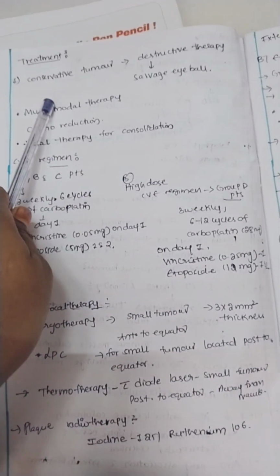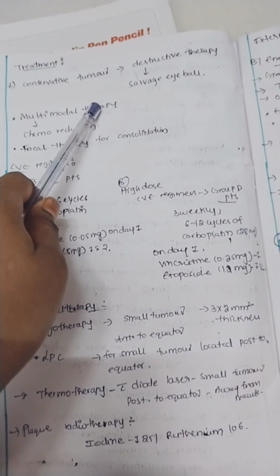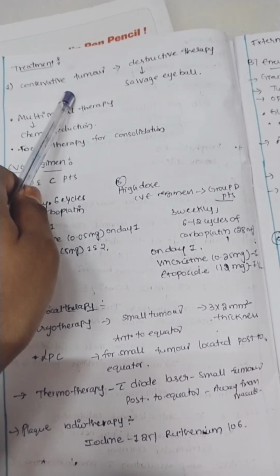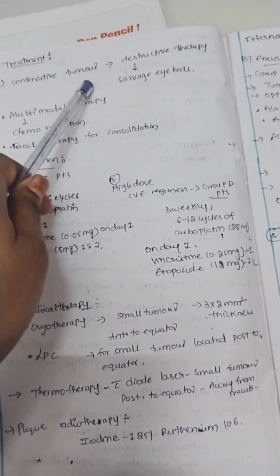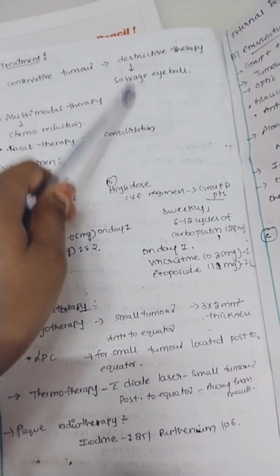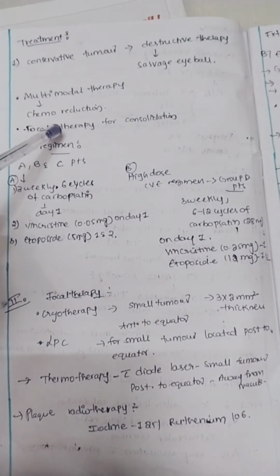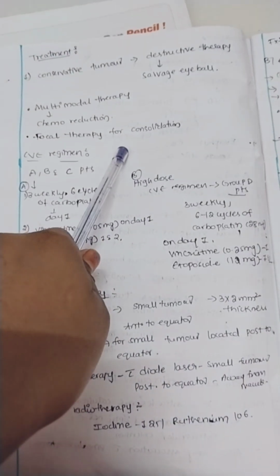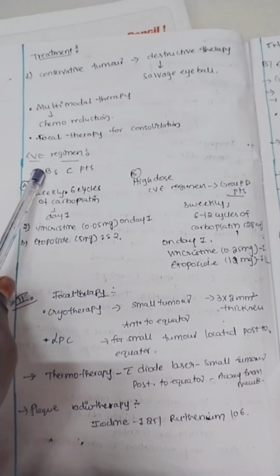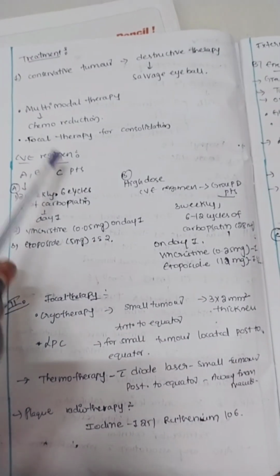So what is the treatment? A conservative tumor we will treat with conservative therapy. So we will do destructive therapy to salvage the eyeball, and multimodal therapy: chemo reduction, and focal therapy for consolidation. CVE regimen: carboplatin, vincristine, etoposide regimen.